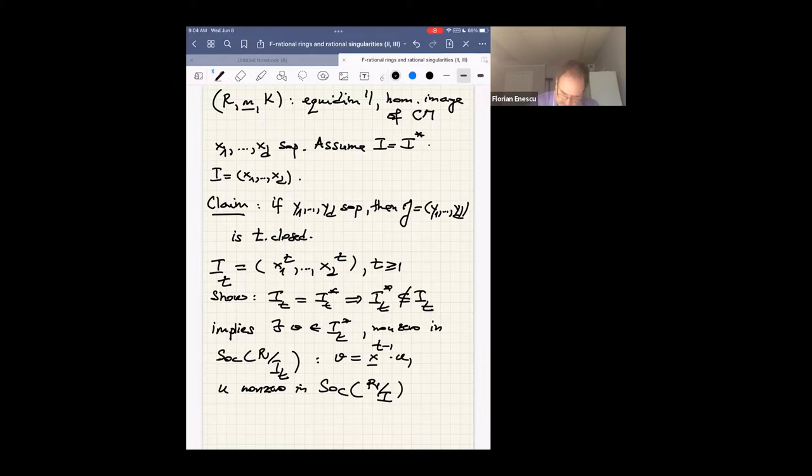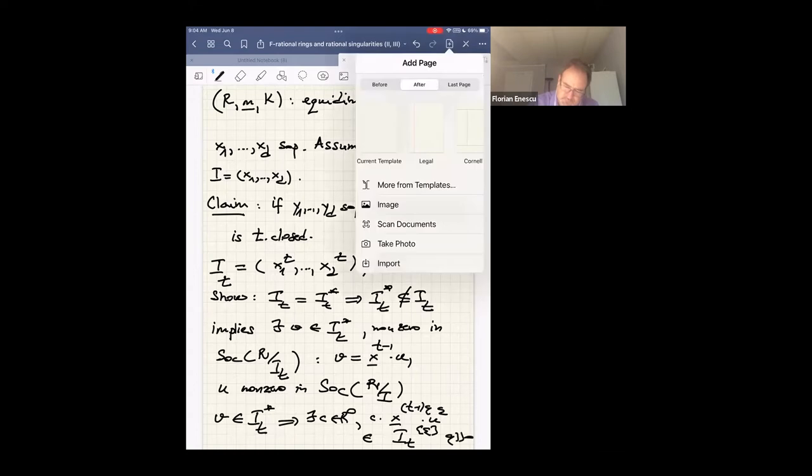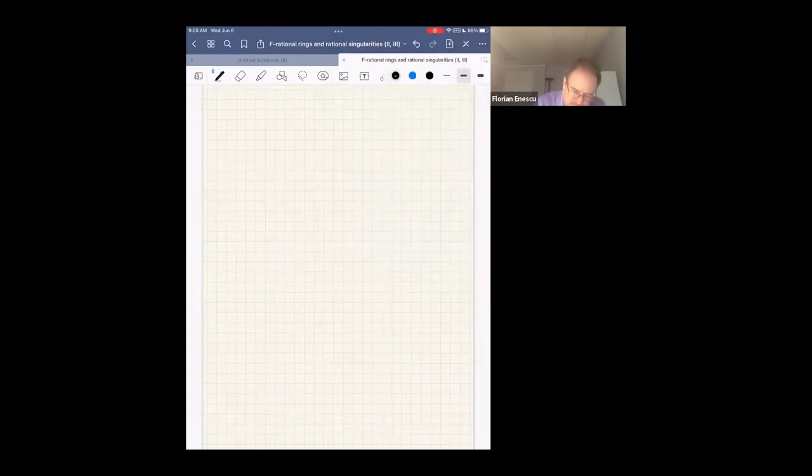So now let's write what it means that v is in the tight closure of I_t. It means that there exists c in R zero such that c times v, but instead of v we have this form of the element, belongs to I_t power bracket q for q large enough. So if you isolate the part about c u to the power q, you get it to belong to the following colon ideal.